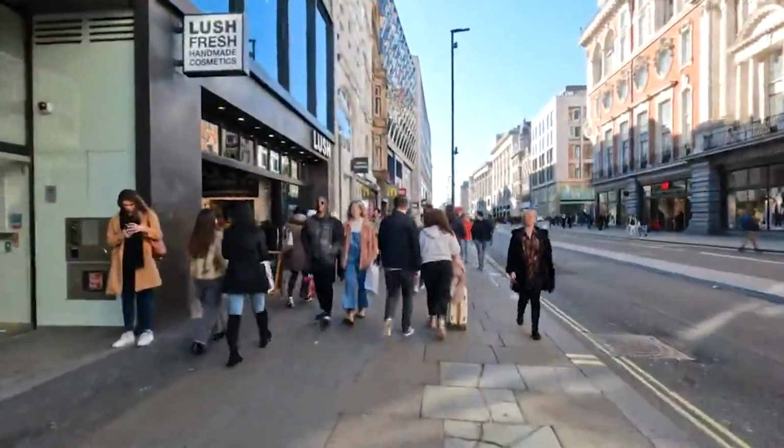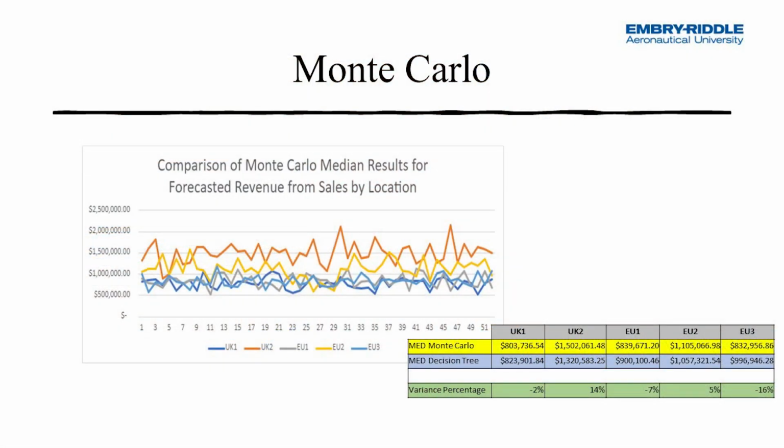Using a Monte Carlo analysis, a statistical technique that is used to estimate the possible outcome of an uncertain event, I carried out 52 trials selecting high, average, and low values using the assigned probabilities of each data set.